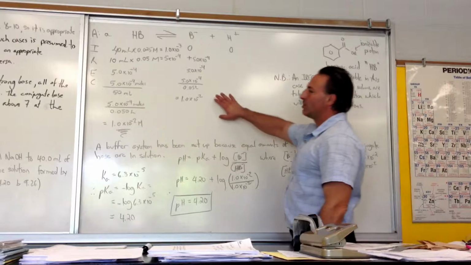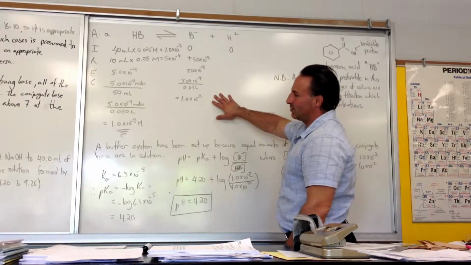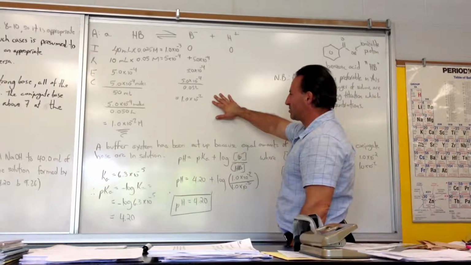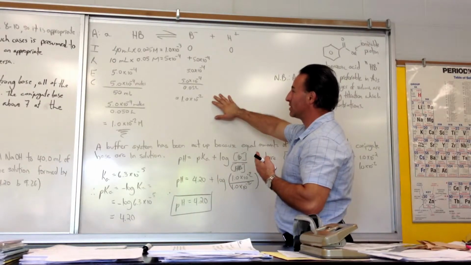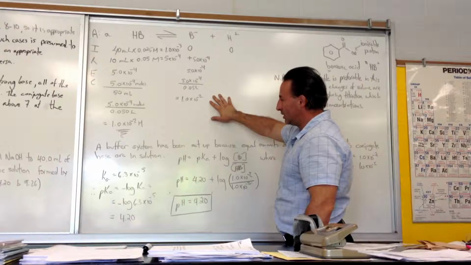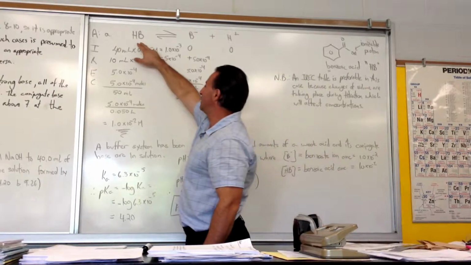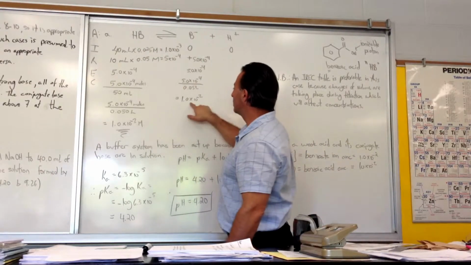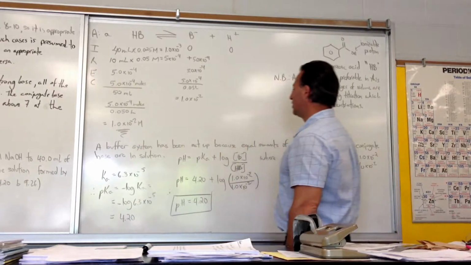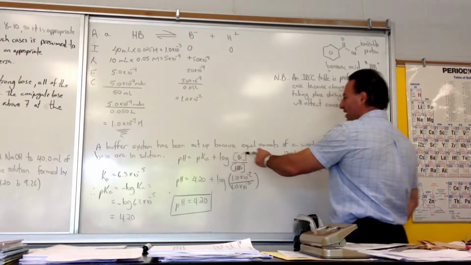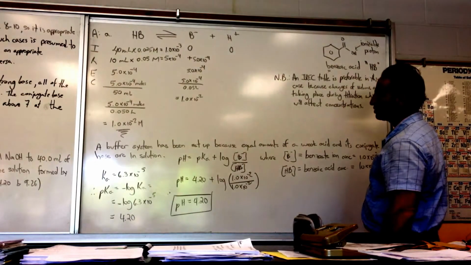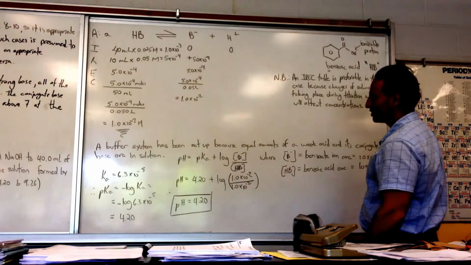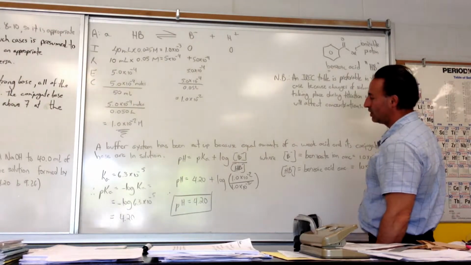This is not reaching equivalence, so it's not exactly an example of a weak acid strong base titration where you reach equivalence. It's one where it's only halfway to equivalence. So this is a buffer system. You have an acid and its conjugate base in equal amounts in a solution. Because a buffer system has been set up, because equal amounts of weak acid and its conjugate base are in solution, we can use the Henderson-Hasselbalch equation to do the calculation of pH.